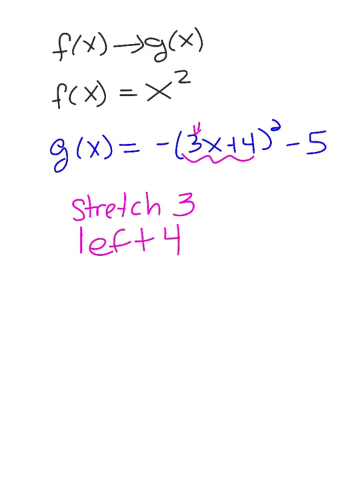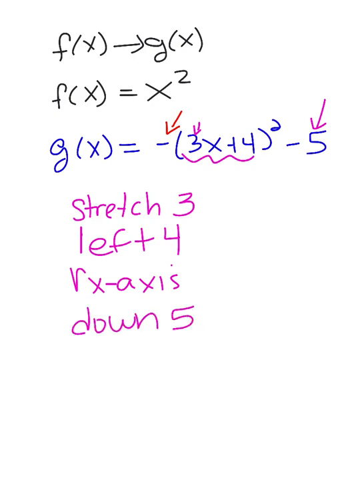Now I go to the outside, and I notice that on the outside I have this negative. A negative on the outside, or a negative in general, means that there's some type of reflection. Since I have a negative to my parentheses, my function, that's changing your y value. When you change y to its opposite, that means it's a reflection over the x-axis. And then I have this minus 5 to my function. That means it's moving up or down. I'm changing my y value. So this moves it down 5 units. Okay, so let's take a look at B.